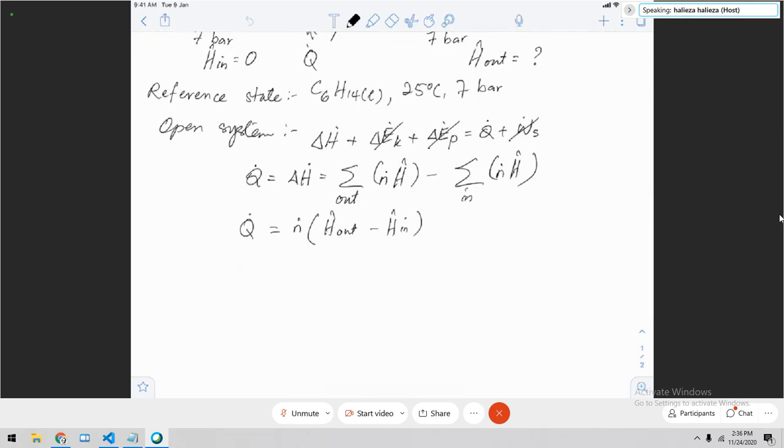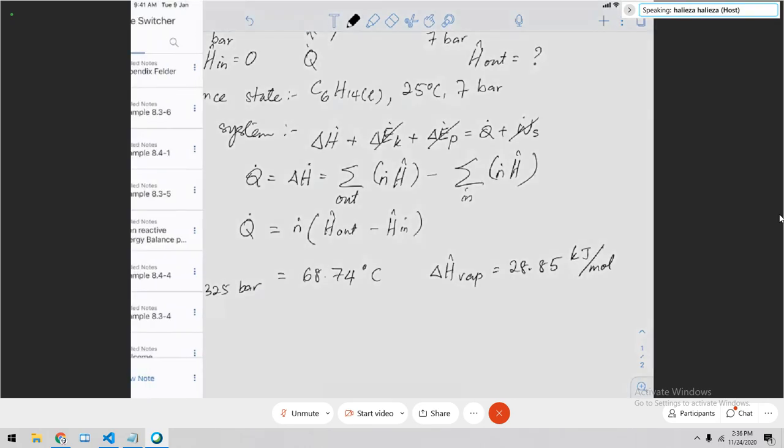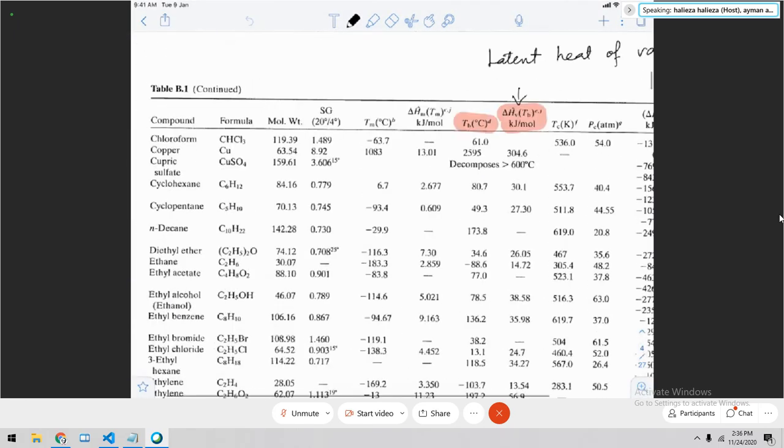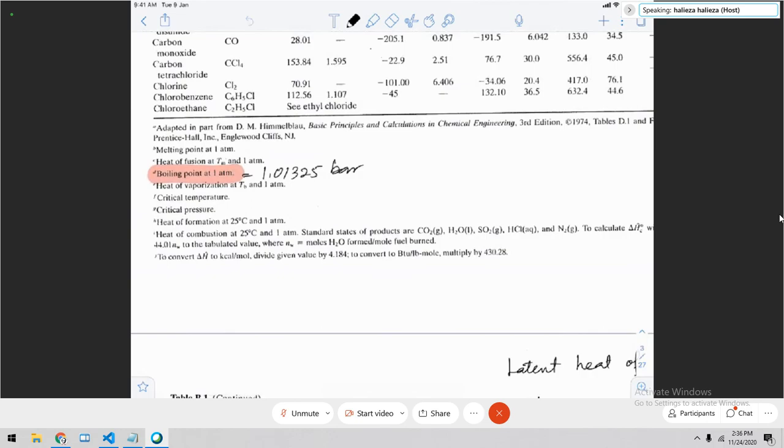Okay, so now take note of this first. T boiling at 1 atm, 1.01325 bar, is 68.74, isn't it? Yes. And the latent heat for that corresponding change of state is equal to 28.85. The unit is kilojoules per mole. So check whether the unit is actually kilojoules per mole. You need to check. Okay, latent heat, yes, it is. That is the latent heat at that temperature.